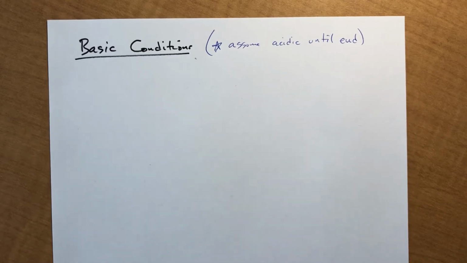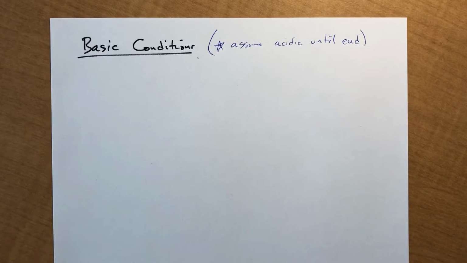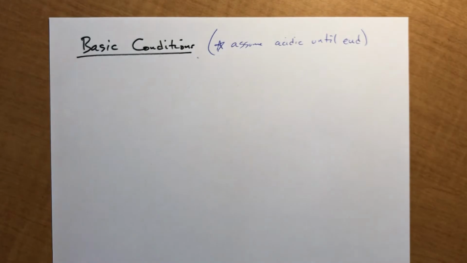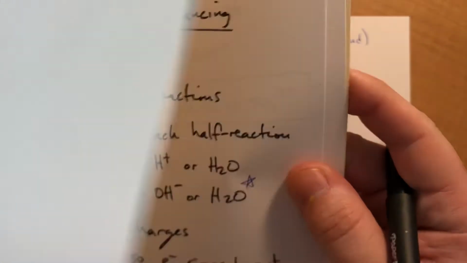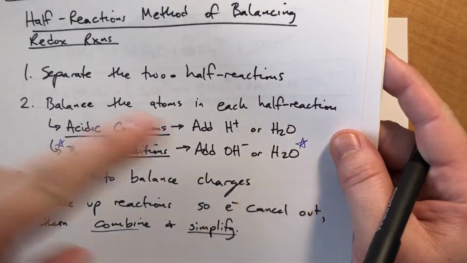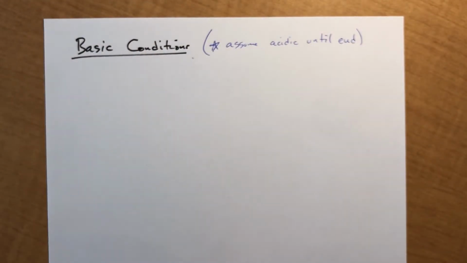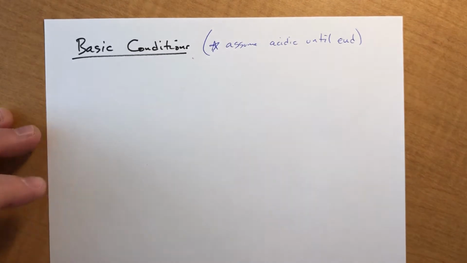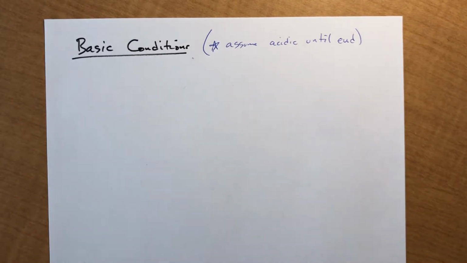Okay, in the last video we learned how to balance redox reactions under acidic conditions. Let's try one under basic conditions. Originally in the notes I wrote a little asterisk next to the one that was basic conditions. It's actually significantly easier to assume that it's acidic conditions and then just fix it at the end. And I'll show you how to do that in a sec.